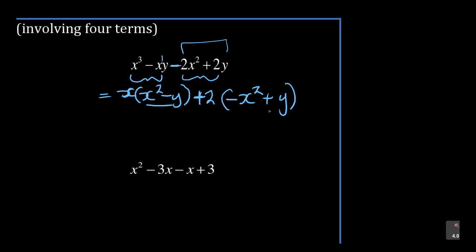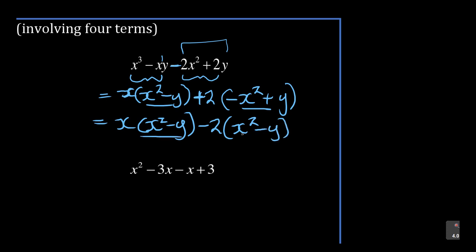You start to notice the signs: positive x squared, negative x squared. That's when you rewrite it as x squared minus y, and you take out the negative, so it becomes negative 2. You interchange signs inside: negative x, positive x squared, positive y, negative y.